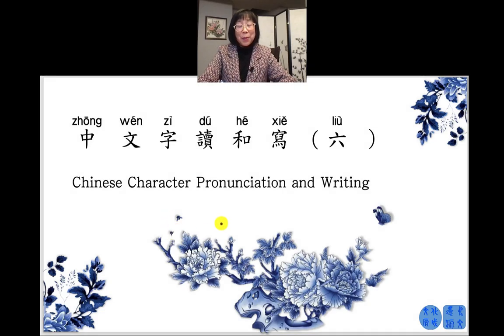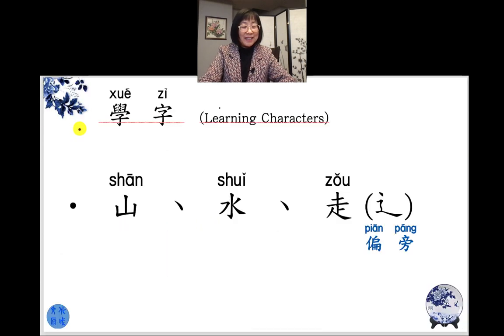Hi there. Today we're going to continue the pronunciation and writing of the Chinese characters you learned this week. Three characters. First one.